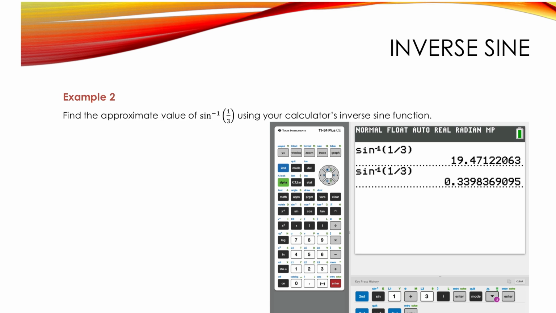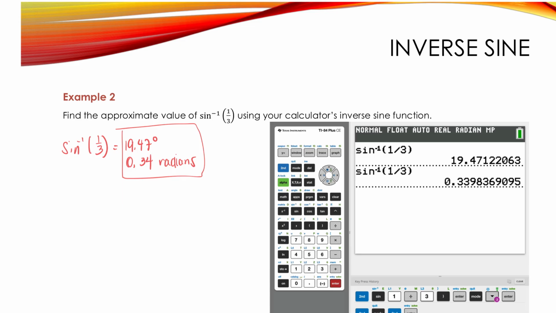So we have that the inverse sine of 1/3 is equal to 19.47 degrees, or 0.34 radians. So it'll be either one.